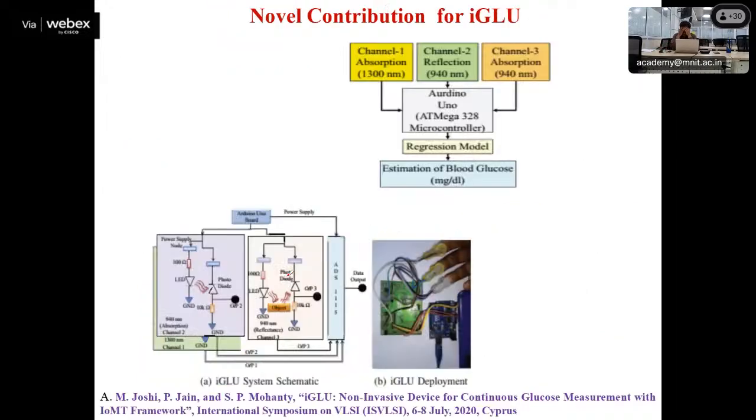Now this is the novel contribution, where you observe that there are 3-channel data. Channel 2 and channel 3 are the 940 reflectance and absorption, and channel 1 is the absorption. Here you have a microcontroller, then a regression model, and through this regression model you estimate your blood glucose value. So this is the way you can wear 3-finger data and measure the blood glucose value.